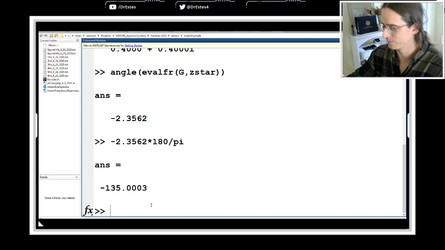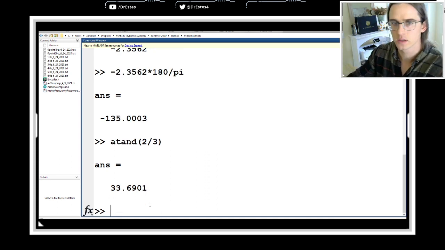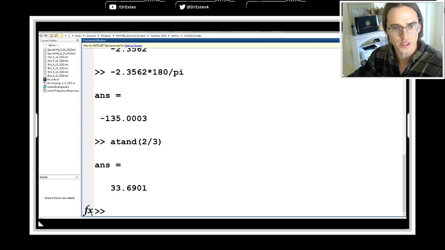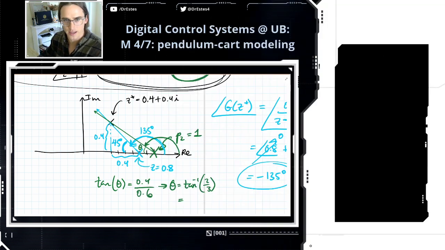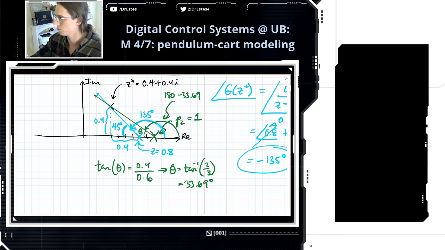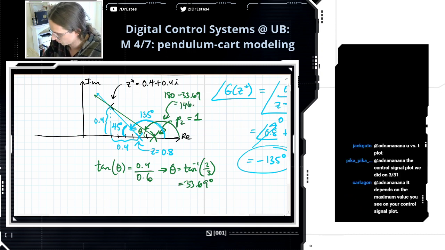What is that? I'll do this. 33.69 degrees. Okay, that angle in there is 33.69 degrees. So the angle out here is 180 minus 33.69. I'm going to plug that into MATLAB real quick. So it's 146.31 degrees.